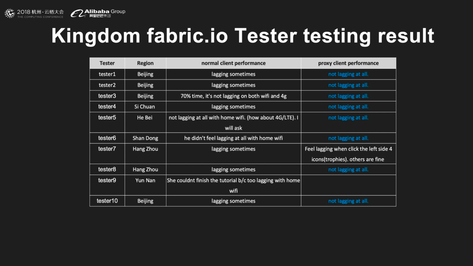And also we can see we did a client performance comparing test in the different regions in China, and the test result is listed in the table. You can see that in different regions like Sichuan, Hangzhou, and Yunnan, as well as Beijing, the normal client performance is always lagging, but the proxy client performance is not lagging at all.